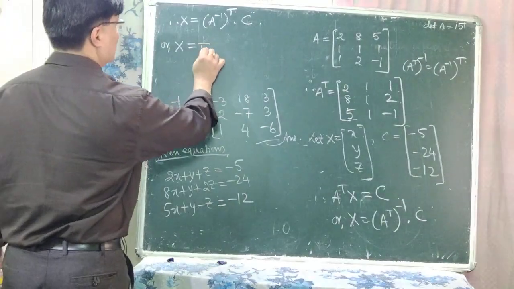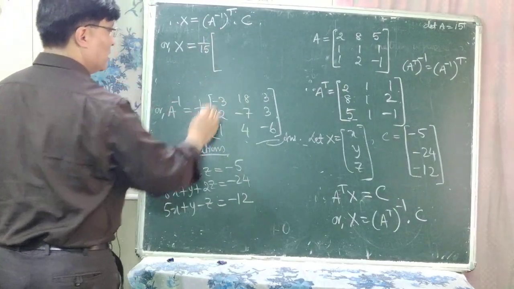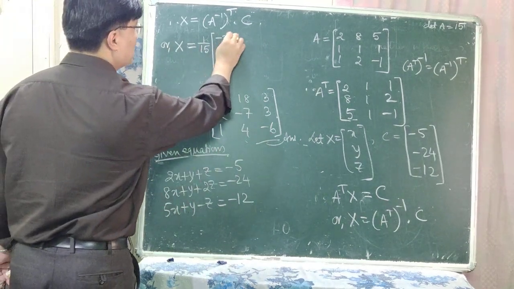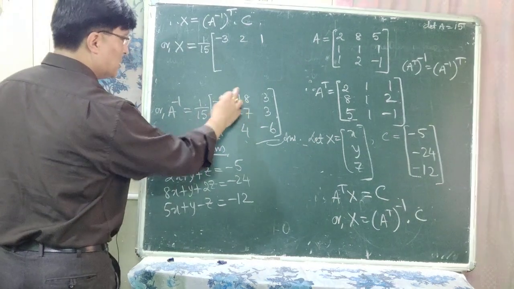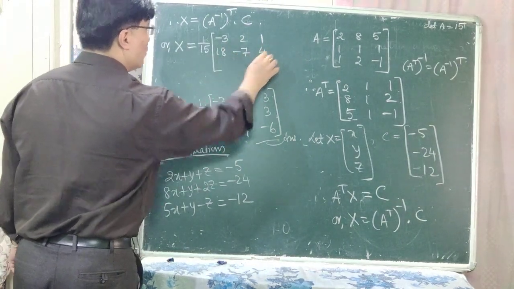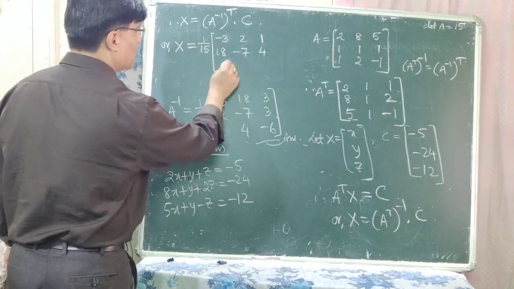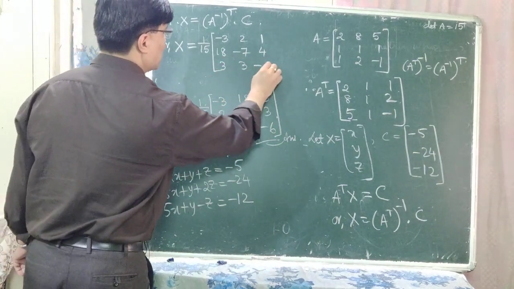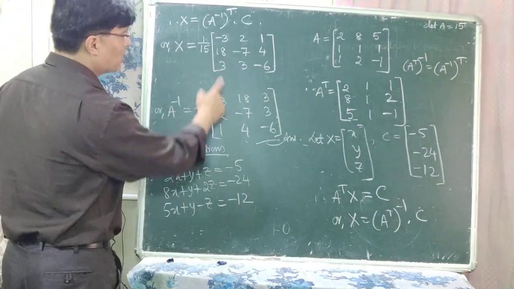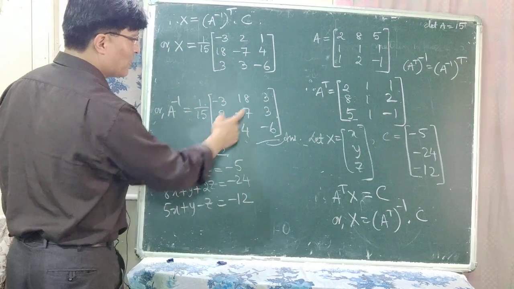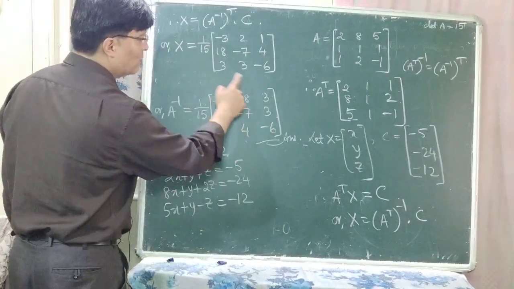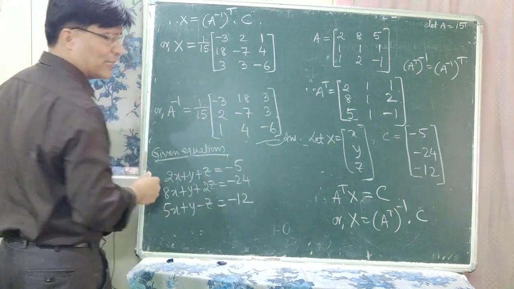So 1 upon 15 remains the same here. The first column becomes the first row here: minus 3, 2, 1. Next, the second column becomes the second row here: 18, minus 7, 4. And the third column becomes the third row here: 3, 3, minus 6. Is that clear to all of you?